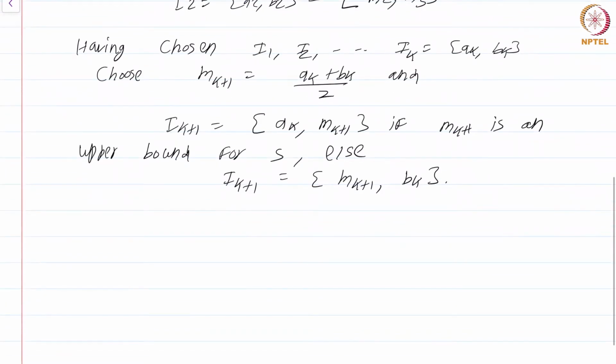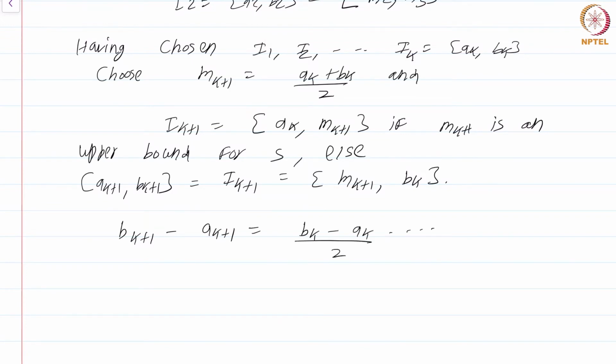Now, observe that by very construction, I(k+1), which I will again call [A(k+1), B(k+1)], satisfies the following. You can prove this rigorously by induction if you want to, but it should be very obvious that B(k+1) minus A(k+1) is nothing but (Bk minus Ak)/2, which by induction will be equal to (B1 minus A1)/2^k.